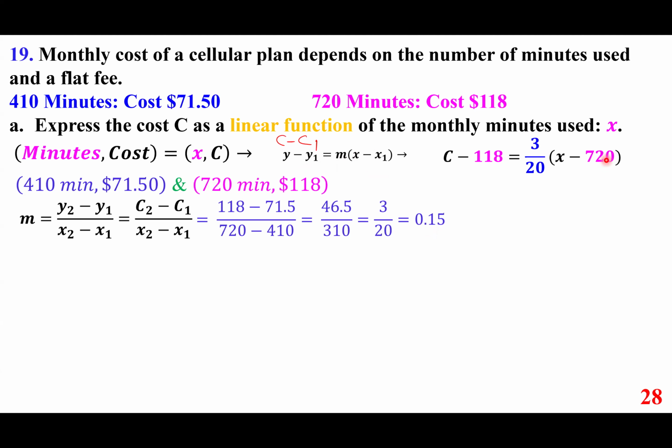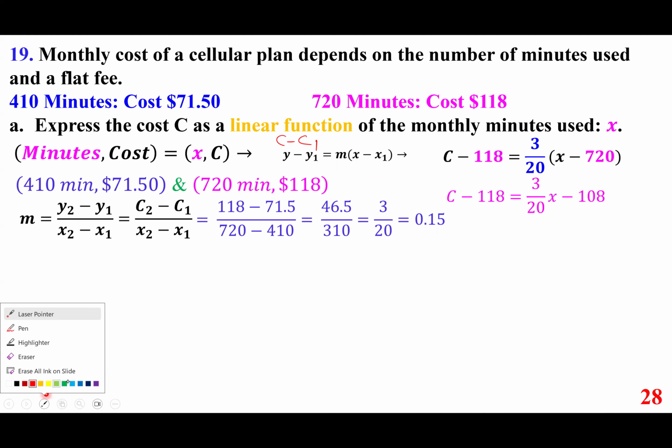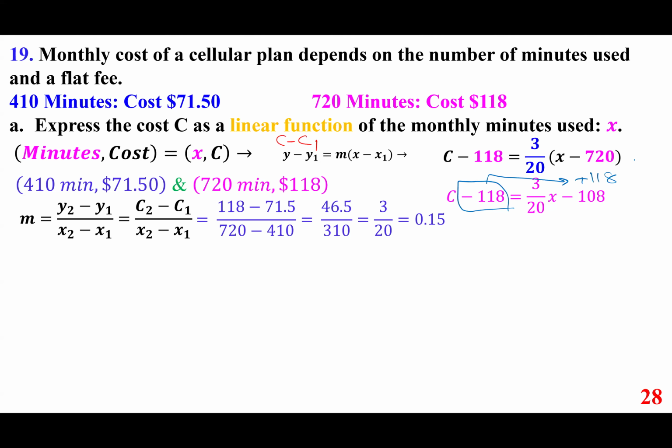You multiply these two. 720 is divisible by 20. You end up with 108. Negative. Move this by making it positive. And you get C equals 3 over 20, or 0.15x plus 10.